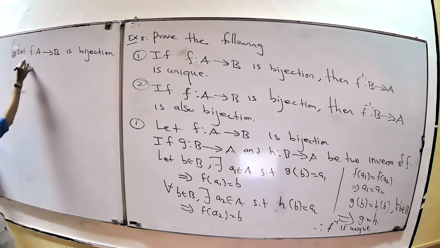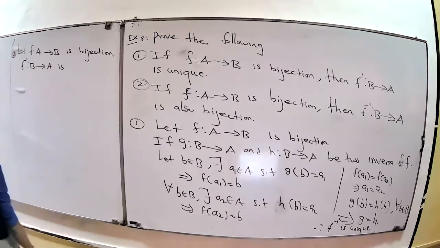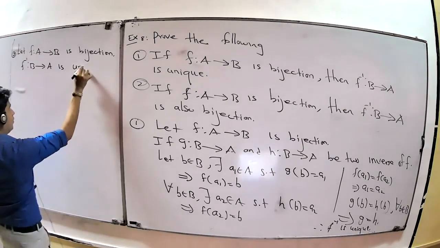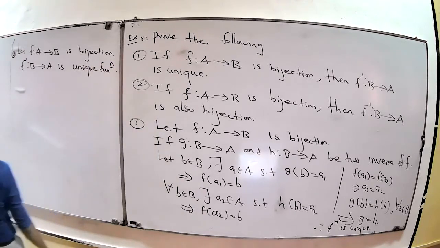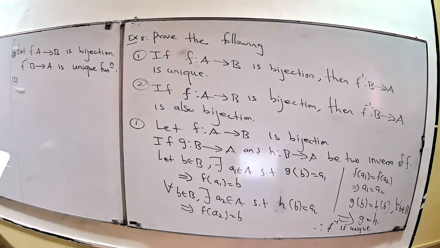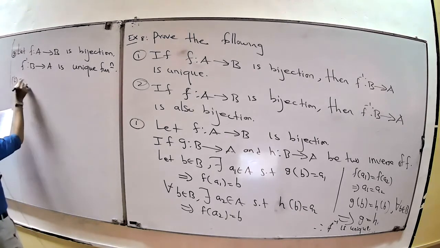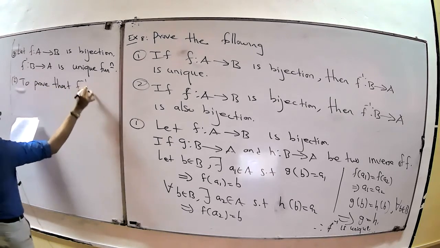From the previous part, we already proved that f inverse from B to A is a unique function. First, you want to show that f inverse is 1 to 1 and onto. To prove that f inverse is 1 to 1, first case.